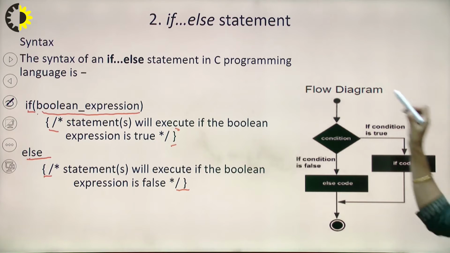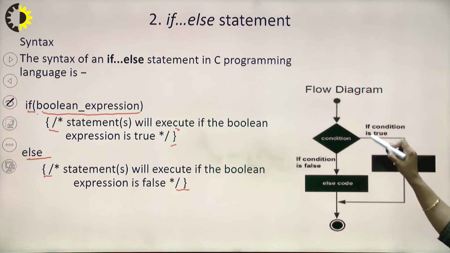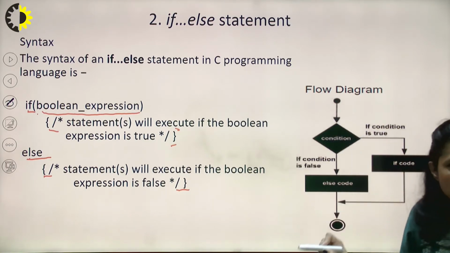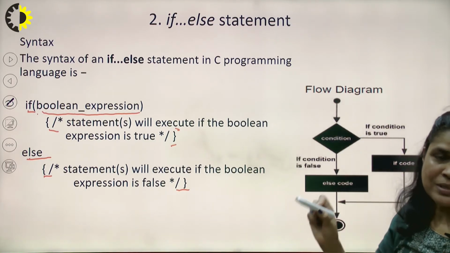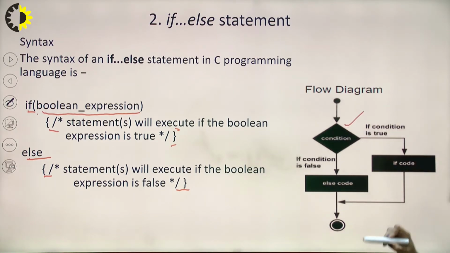Now, focus on this flow diagram. Okay, so what are we representing here? We are representing the condition. When we make a flow chart, all the conditions are presented in a diamond box. So here we are presenting the condition in the diamond box, right?